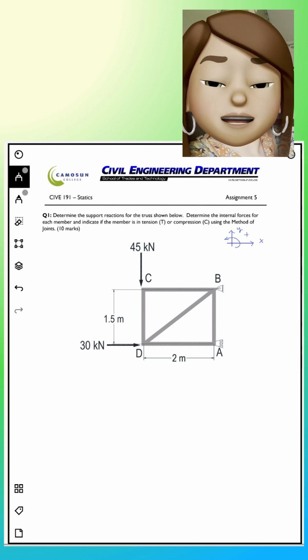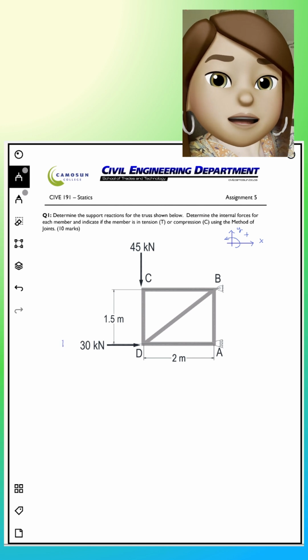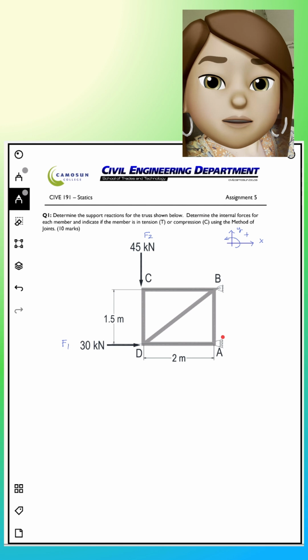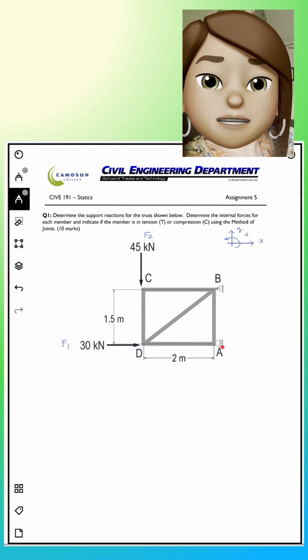We're going to use our traditional rectangular coordinate system with our x positive to the right, y positive up, and we've got our moment around that z positive counterclockwise. We're also going to label our forces. Our external forces, we're just going to call them F1 and F2.